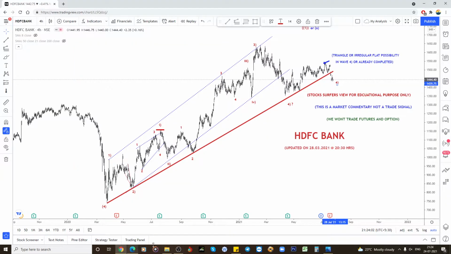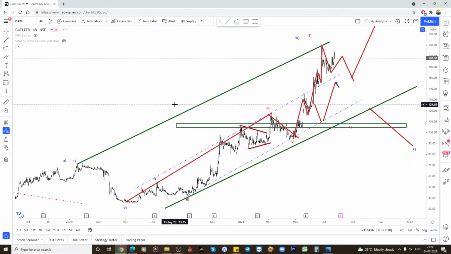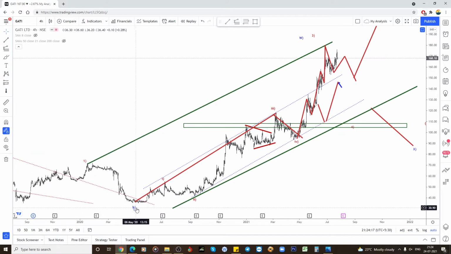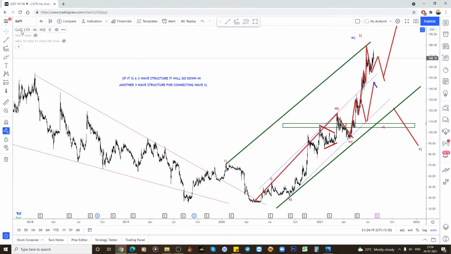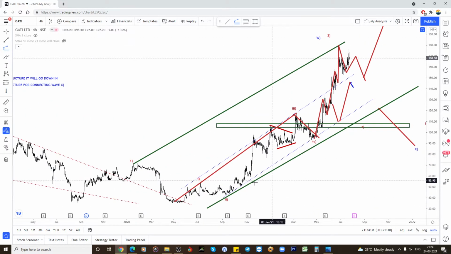Okay. So next is Gati. See, Gati is a 1, 2, A or B, but I'm just removing this A because a lot of it already went above that 2618. So this is not still A. It could be A1 also. Here it has already reached the 3618. So 1, 2. So here's 1, 2, 3, 4, 5. So this is the end of that third wave. So I'm expecting the fourth wave.